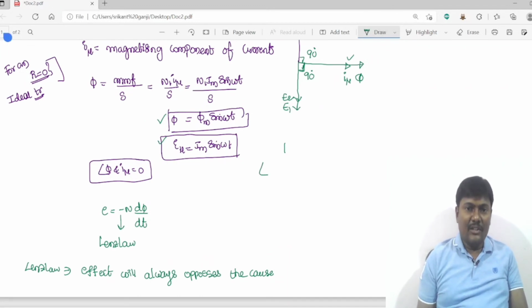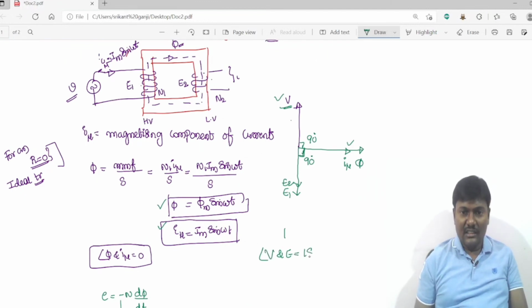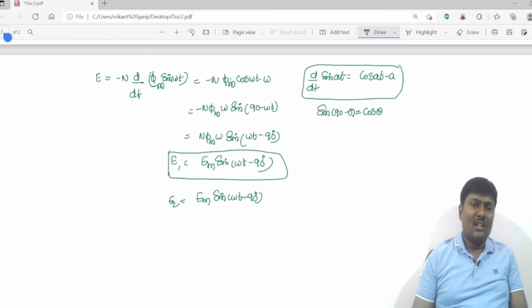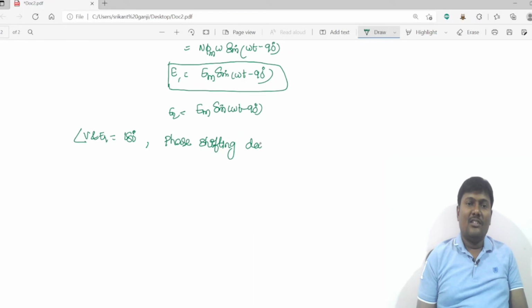The angle between the supply voltage and the induced EMF is exactly opposite, that is 180 degrees. Then the transformer is also called a phase shifting device. This is the phasor diagram under no load conditions.